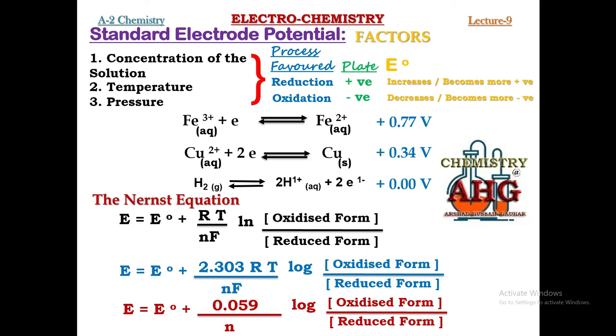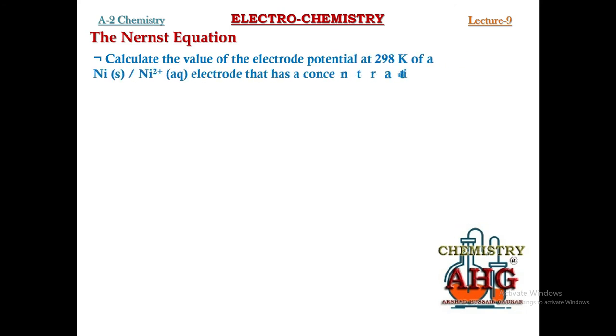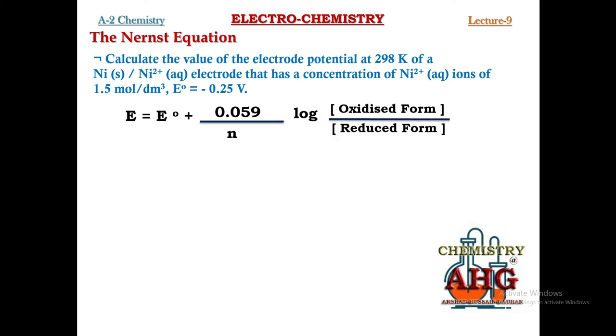We are going to solve some numerical problems based on these two forms of the Nernst equation. Look at this question. In this question you have been asked to calculate the value of electrode potential at 298 Kelvin. So it means we will have to use that form of the Nernst equation where temperature is standard. Which form are we going to use? We are going to use E is equal to E naught plus 0.059 divided by N log of concentration of oxidized form divided by concentration of reduced form.